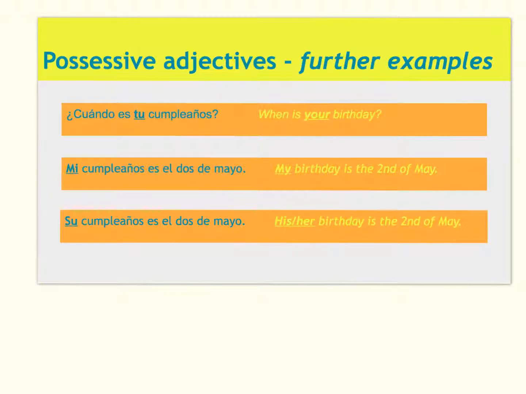We also now know enough to talk about the date of somebody else's birthday by saying his or her birthday is the 2nd of May. And again notice that it's the same thing in Spanish, his or her. Su cumpleaños es el 2 de mayo.